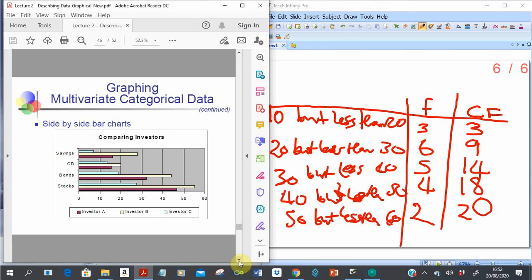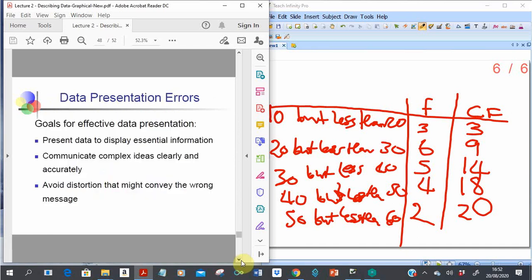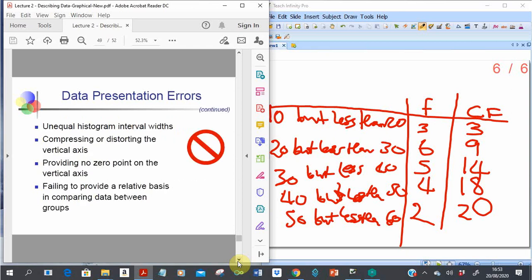Okay, so we can also have multivariate categorical data. This is represented by side-by-side bar charts, like these charts there. So make sure your data is well represented. It's very clear and actually defines the purpose of your representation.